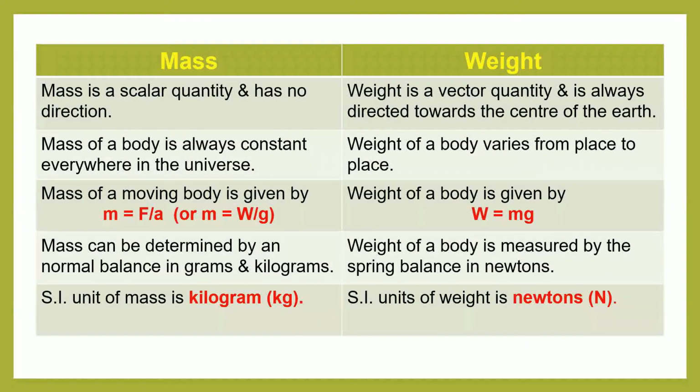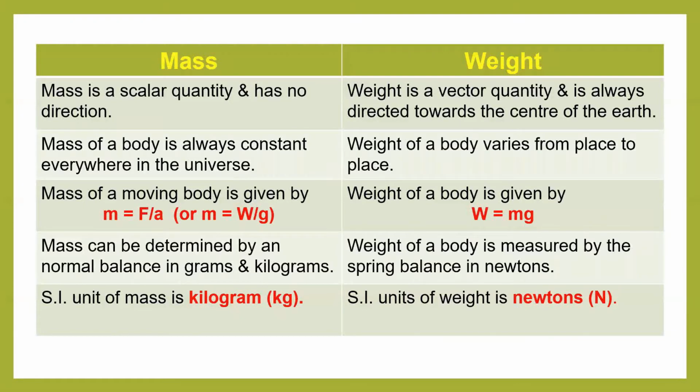So in this table, we are going to make a difference between mass and weight. Mass is a scalar quantity and has no direction, whereas weight is a vector quantity and is always directed towards the center of the Earth. Mass of a body is always constant everywhere in the universe. Weight of the body varies from place to place.